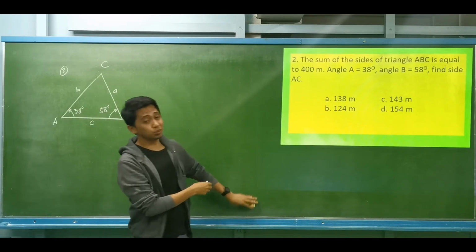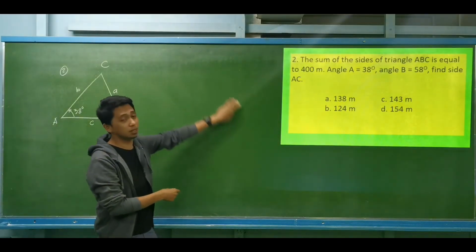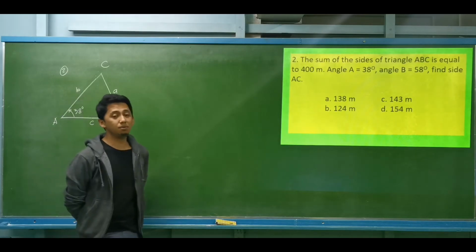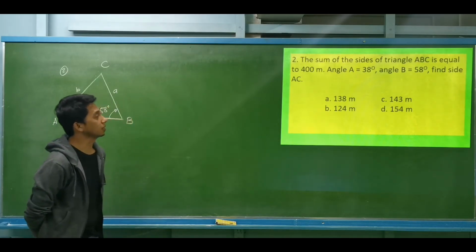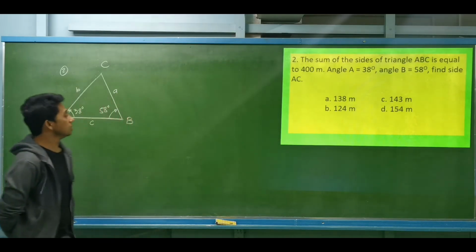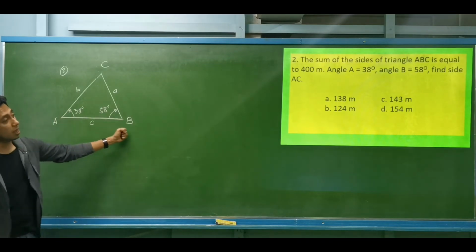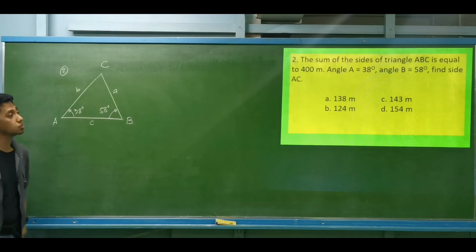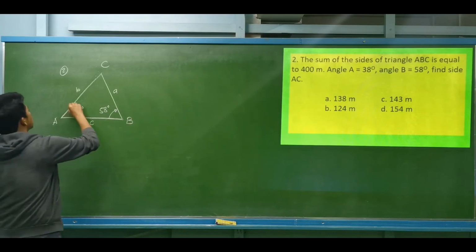And number 2 tayo. So it's this time with the perimeter of a triangle. The sum of the sides of the triangle ABC is equal to 400 meters. Angle A is equal to 38 degrees. Angle B is equal to 58 degrees. Find side AC. So ito yung side AC natin.